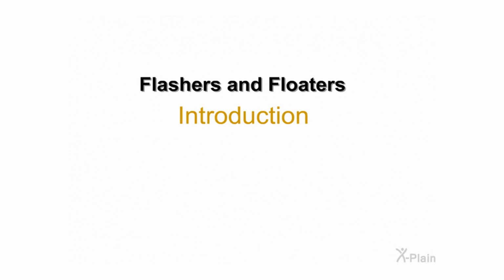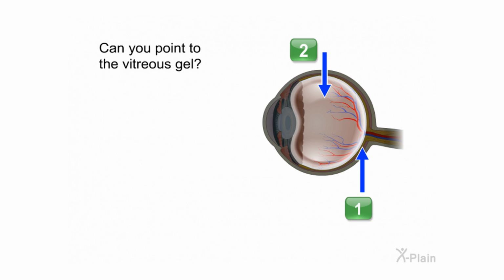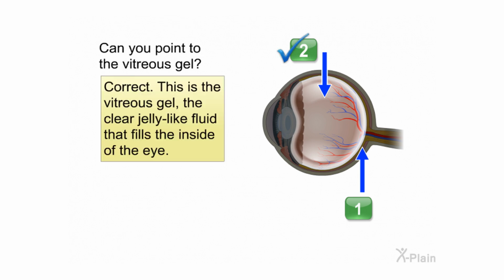Flashers and floaters. Introduction. Can you point to the vitreous gel? Choose one of the following options. Correct. This is the vitreous gel, the clear jelly-like fluid that fills the inside of the eye.